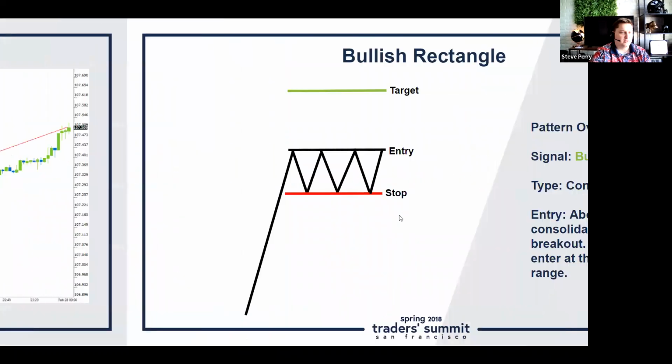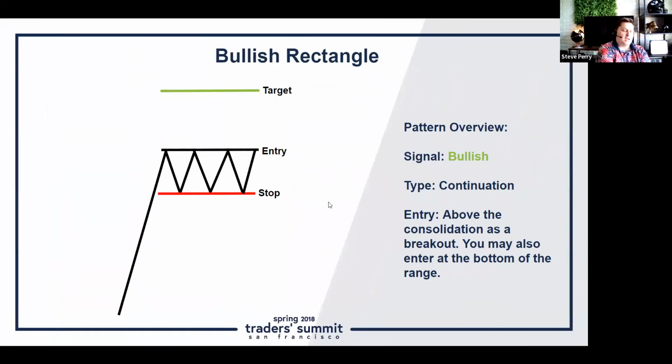All right, guys, next one, bull rectangle. Okay, this is actually a pattern. Yes, it is. I know it sounds really simple, but it is a pattern. So what you have is a market, which, by the way, we're starting to talk about the continuation patterns. I really, really like continuation patterns. You're going to see why in just a moment.